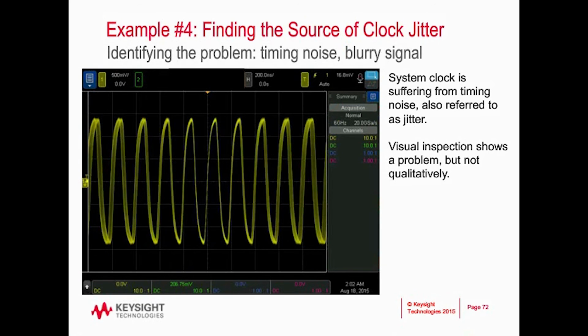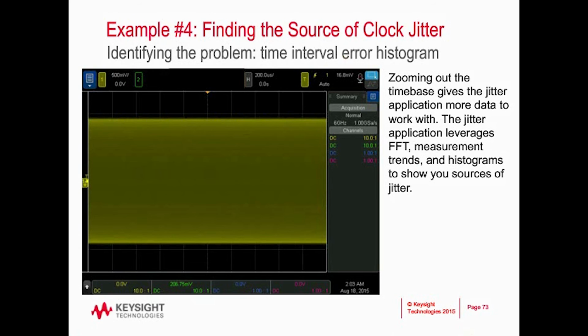In this next example, we're going to look at how you can use the jitter application to help identify issues with the system clock. Now, in the picture you see here, you're suspecting that your clock system is suffering from interference from some other signal, but from a visual inspection, you're unsure of the source. First, we'll zoom out the time base to gather a larger set of data for the jitter application to crunch through. And as we zoom out the time base, again, it gives more data for the jitter application to use.